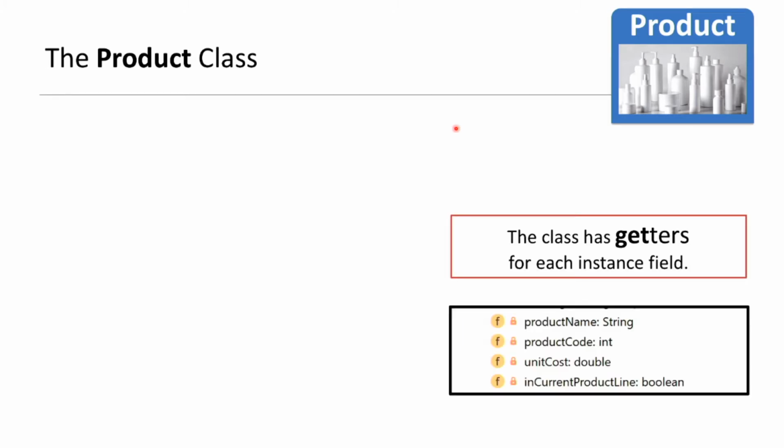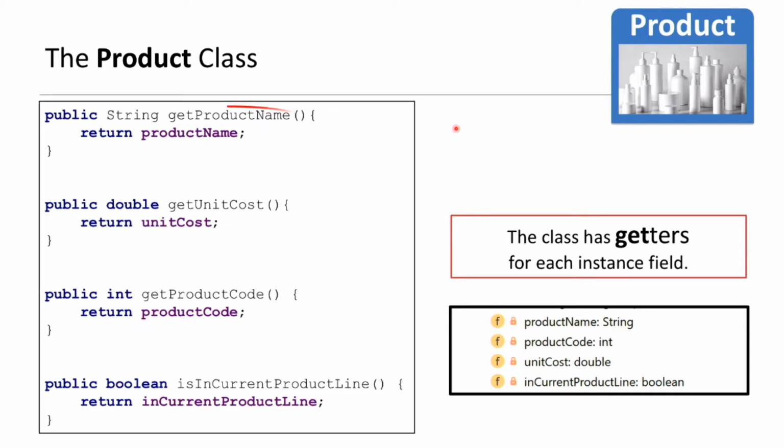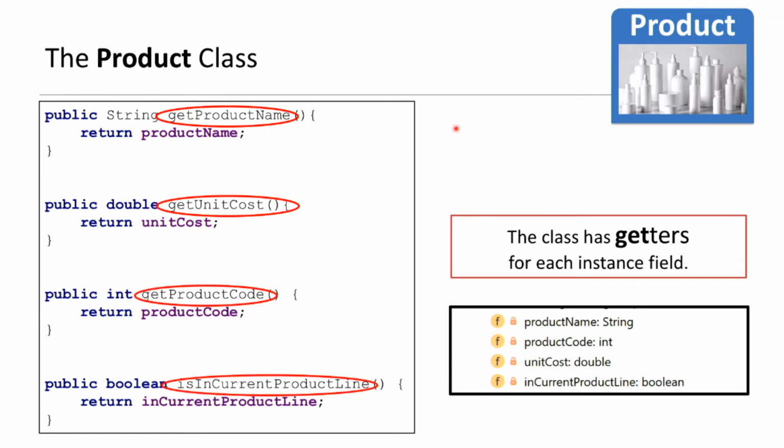The class also has getters for each instance field. So remember, we have 4 fields, which is shown there on the bottom of the screen, and we need to create a getter method for each one of these. Remember, getter methods, all they do is return what the value of the field is. So the contents of the method is just return and then the field name in each of those.